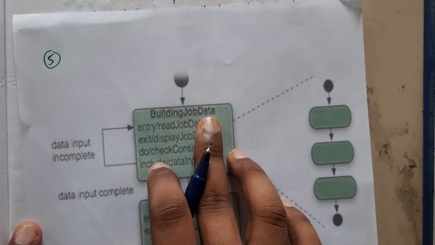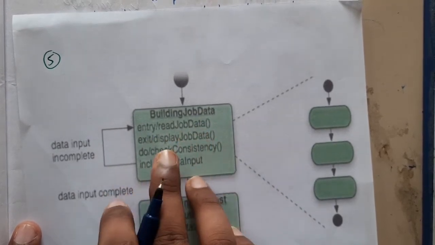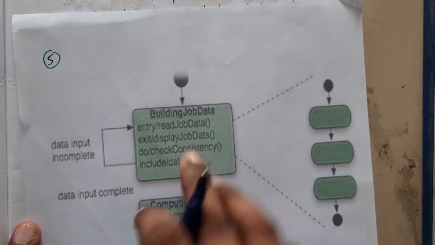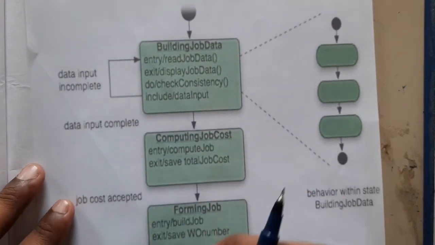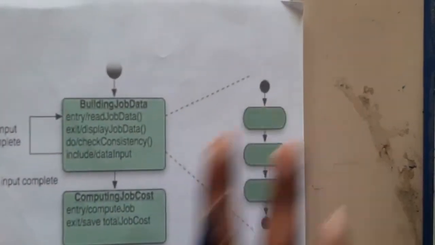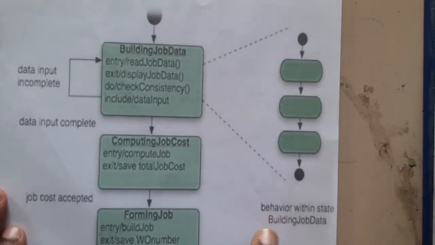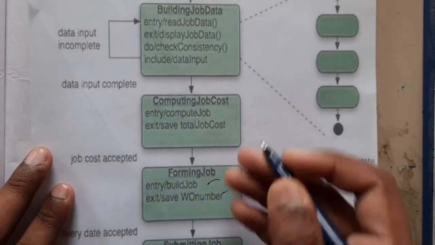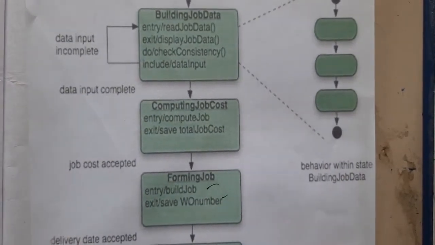Initially you can assume in this way, guys. Initially you will be building a job. It can be read job data, it could be display job data, it could be check, and it could be data input. For each of these components you can draw a simple behavior state graph, guys. This is a small example for that. You can just go through it, guys. These are nothing but the functions or operations that it can do.